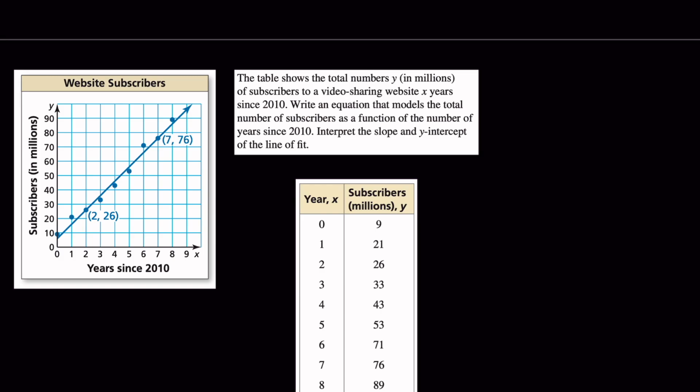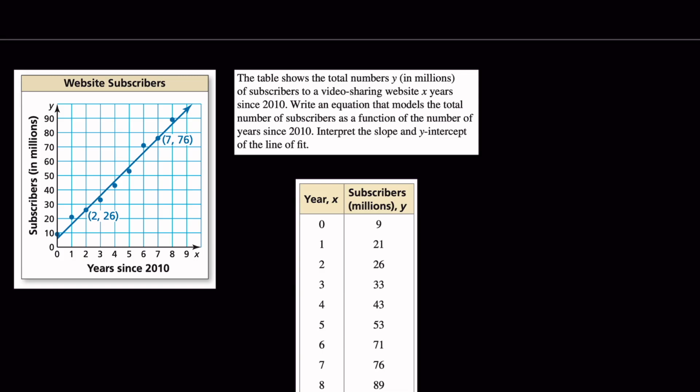All right, so here the table shows the numbers Y in millions of subscribers to a video sharing website, X years after 2010. They want you to write an equation that models this and then interpret the slope and y-intercept. On the left-hand side, I already did the graph. I took it from your textbook, I just copied and pasted, which is awesome.